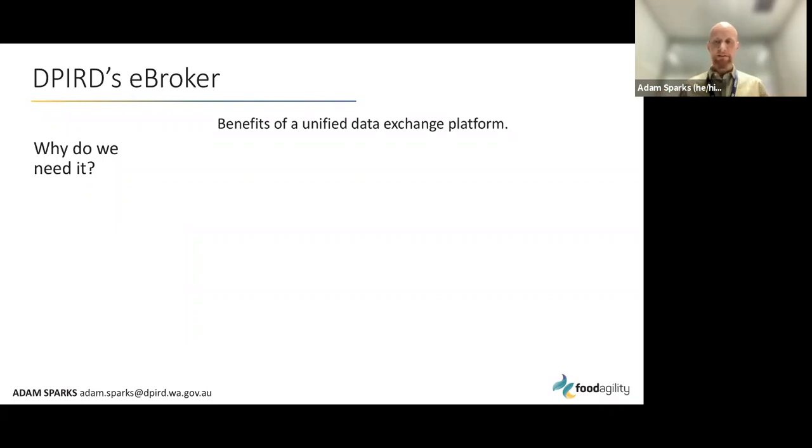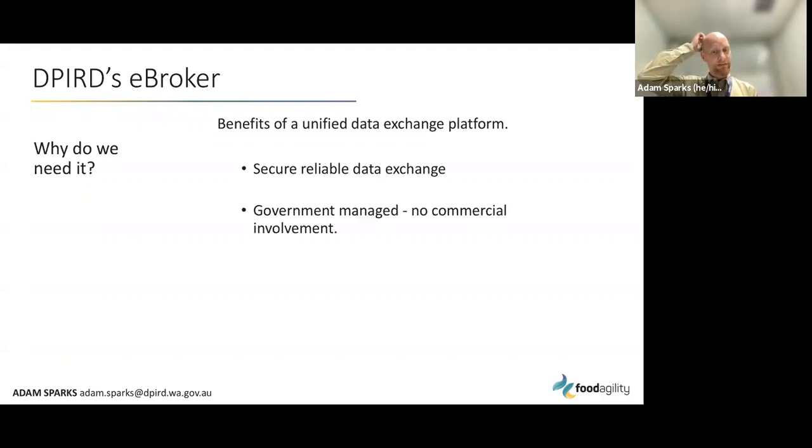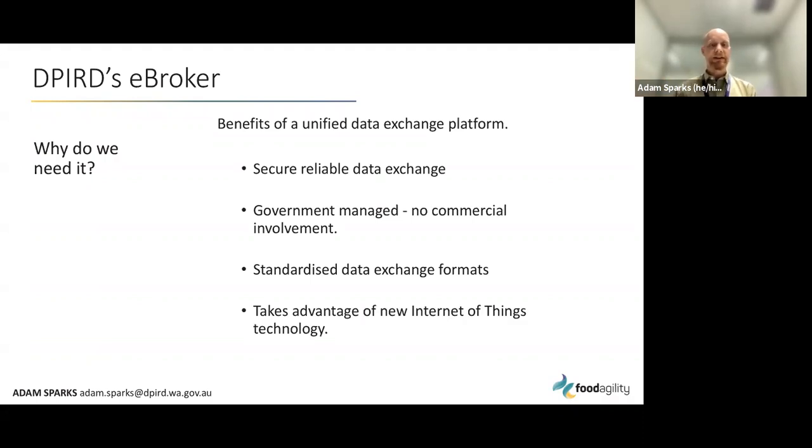DPIRD saw this market failure and started establishing the e-broker because we see benefits of a unified data exchange platform. And so we want to be able to provide secure and reliable data exchange. We think it needs to be government managed with no commercial involvement. It should have standardized data exchange formats, which simplifies things for organizations that are sharing the data. And we want to be able to take advantage of new Internet of Things technology. And so we think that, by doing this, this frees up farmers' data and creates a larger market for data collectors and data service providers.